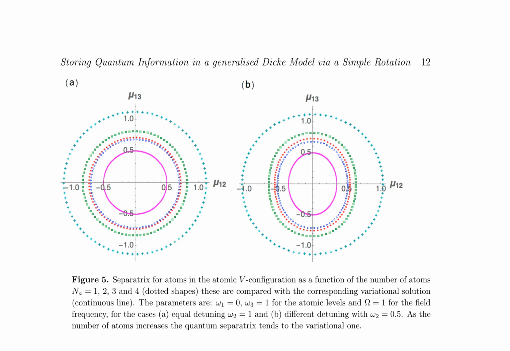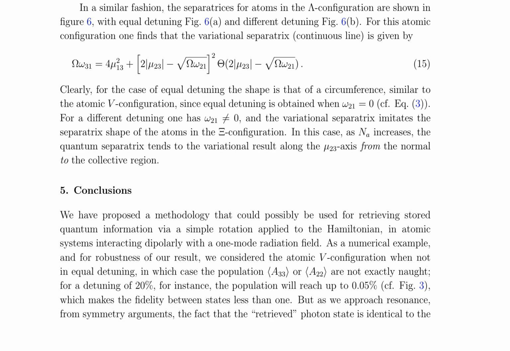The quantum separatrix for atoms in the atomic V configuration is examined as a function of the number of atoms, comparing it with the corresponding variational solution. It is observed that as the number of atoms increases, the quantum separatrix tends towards the variational one, both for equal and different detuning conditions.